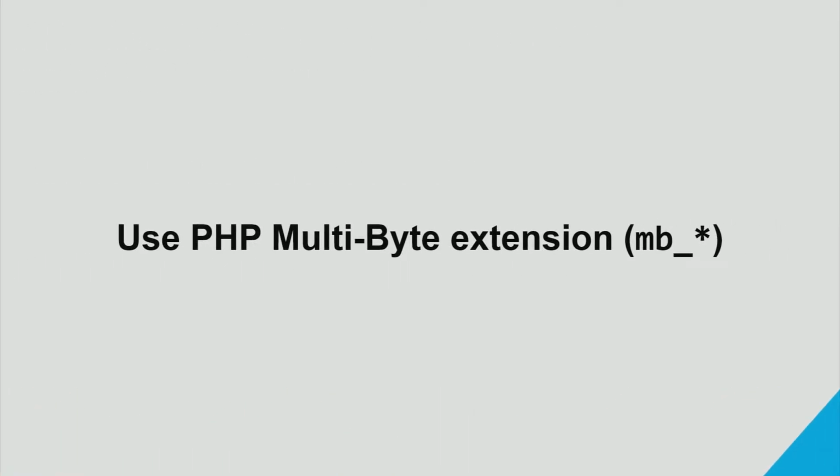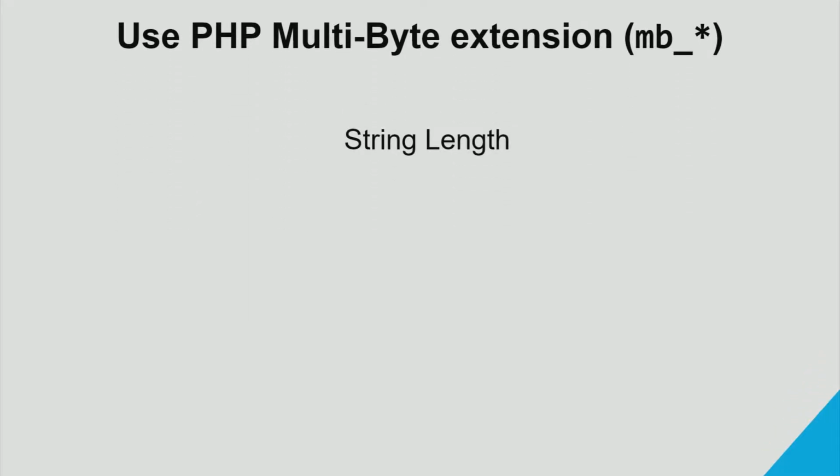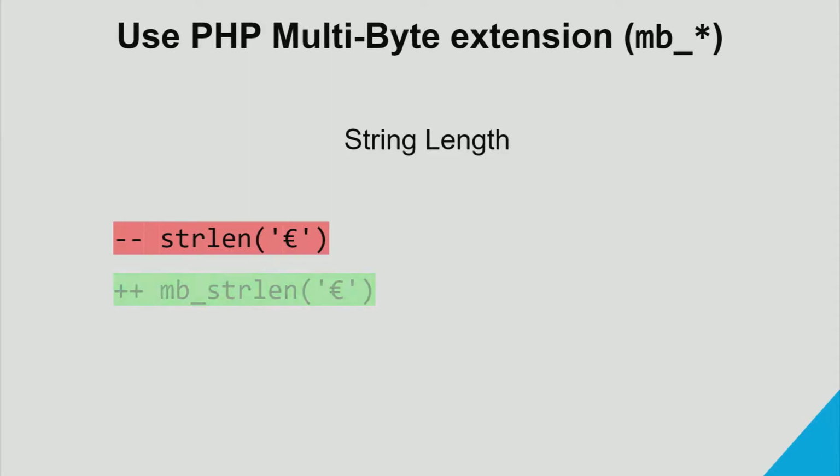How do you fix it though? In PHP, there's an extension called mbstring. MB stands for multi-byte, and it has a whole bunch of functions that help you to do this. For string length, instead of using the strlen function, you can use the same function, but you just put mb underscore. It will give the correct result, which is 1, and that's exactly what we expect.